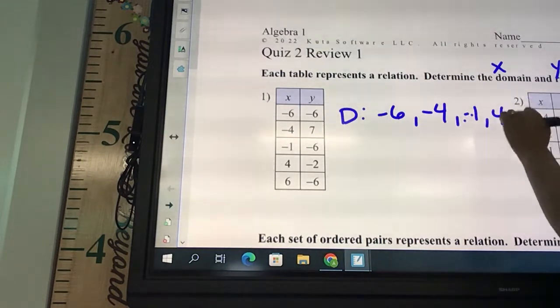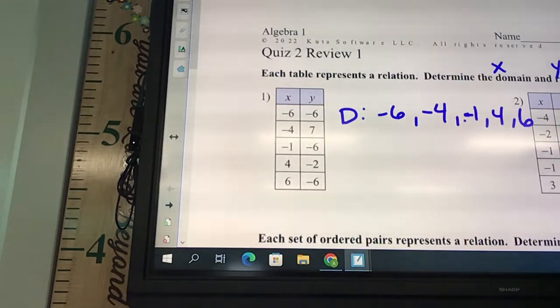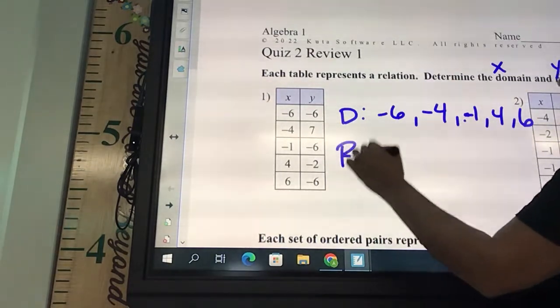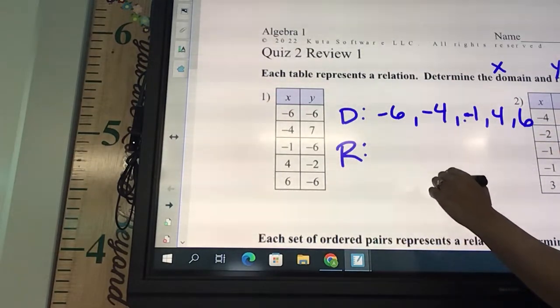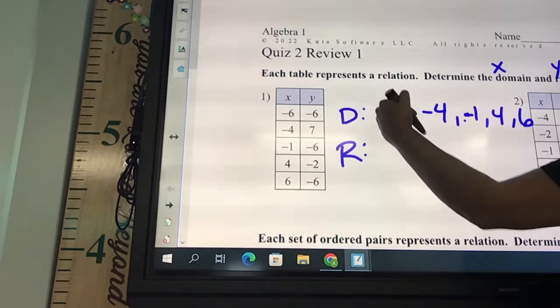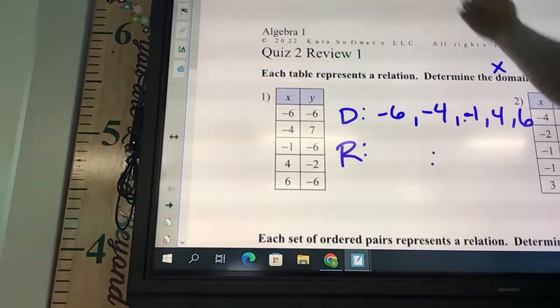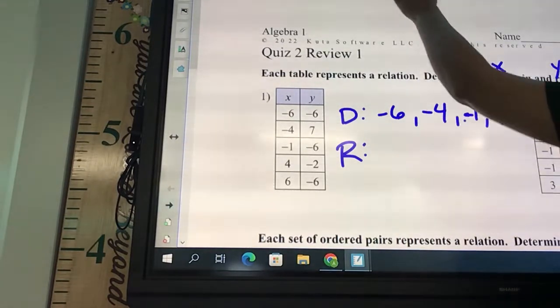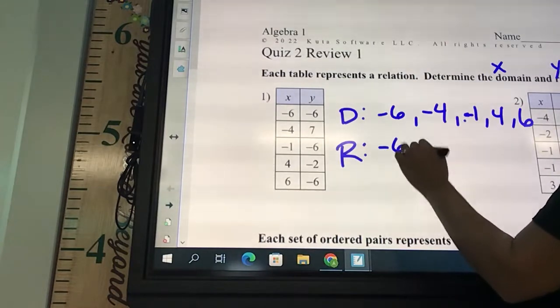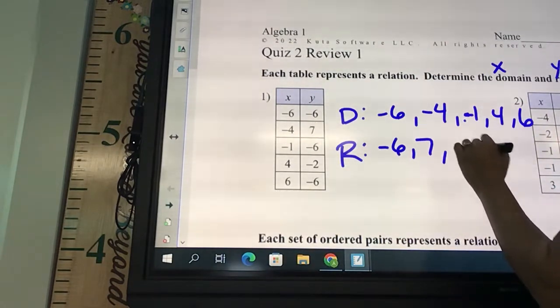What's the rule with these? They can't repeat, so you can't put down -6 twice, okay? The domain and range are separate, so if there's a -6 in the domain, that's okay. So what is the range? Can the range repeat? The range cannot repeat either, but you can have a -6 here and a -6 there, but you can't have -6, -6. So it's -6, 7, then -2.